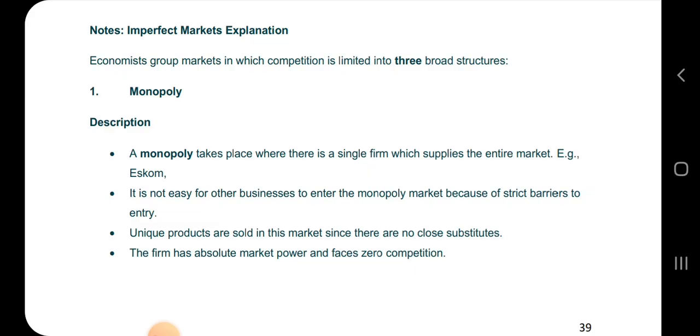Unique products are sold in this market since there are no close substitutes. You cannot substitute electricity with something else. You cannot get another form of electricity that is being produced by Eskom. You would rather go to solar, and solar is not a substitute for Eskom. It's totally two different things.